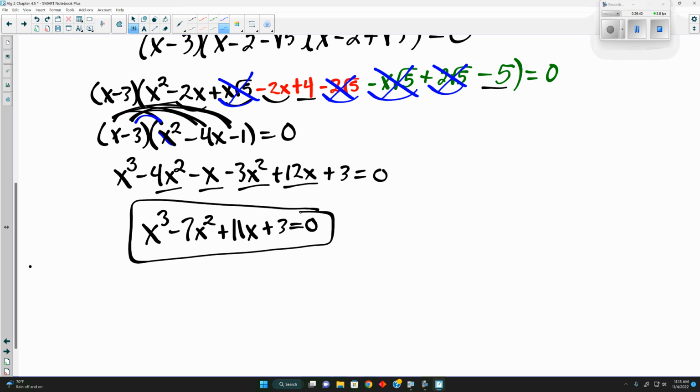Now again, at the top it said least degree. The least degree, all it's saying is any of these solutions, like x minus 3, is only going to appear once. Each of the solutions will only appear once. They're not going to appear multiple times. That's what they're talking about with least degree.